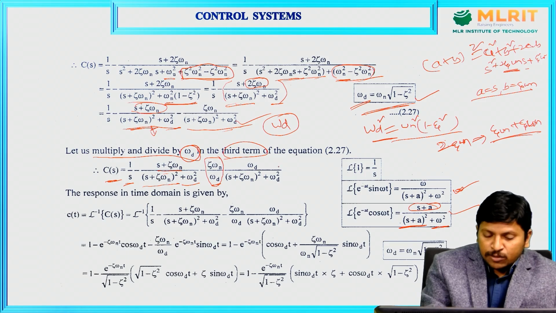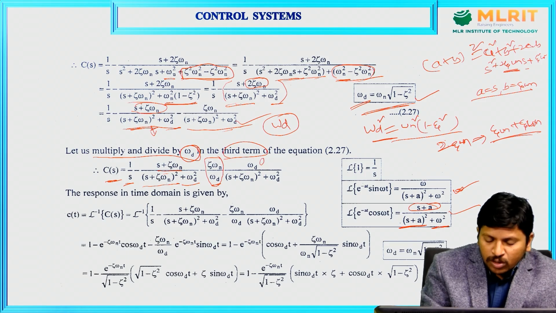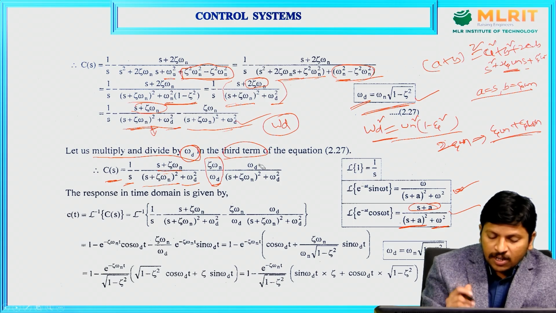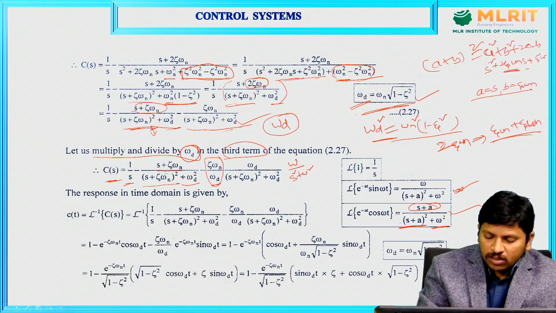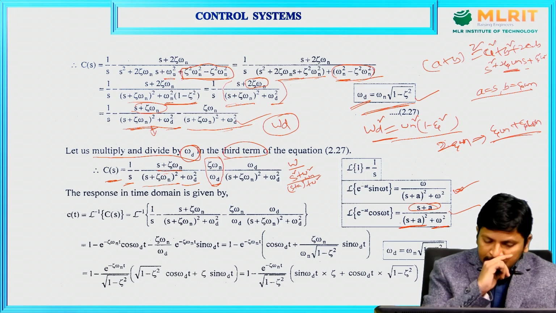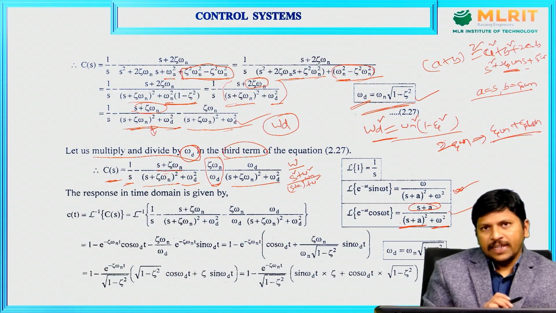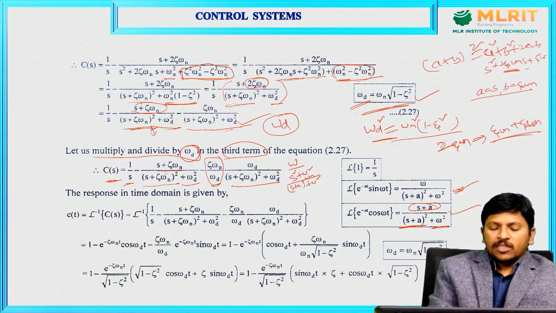See here, for example I am going to write omega. This is in the form of omega divided by s square plus omega square, or here in place of s, you can also write s plus a whole square plus omega square, no problem. So the formula has come. Now see, omega d by s plus zeta omega n whole square plus omega d whole square.